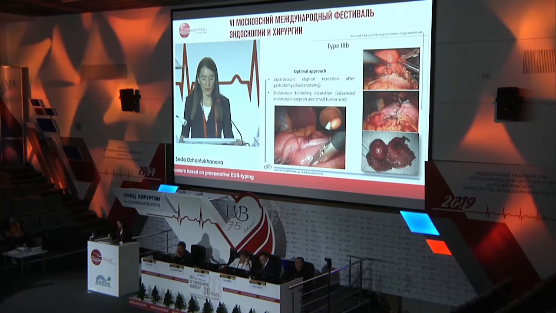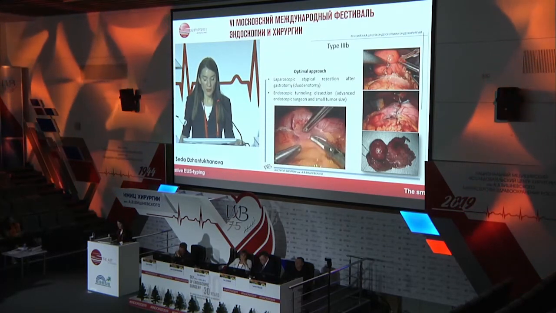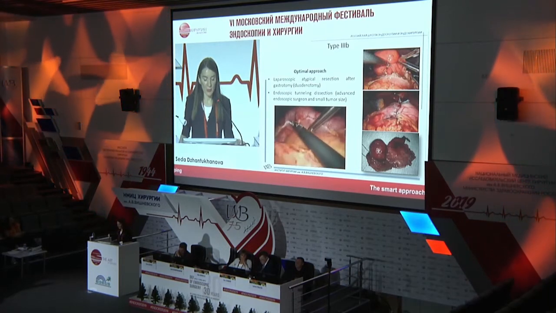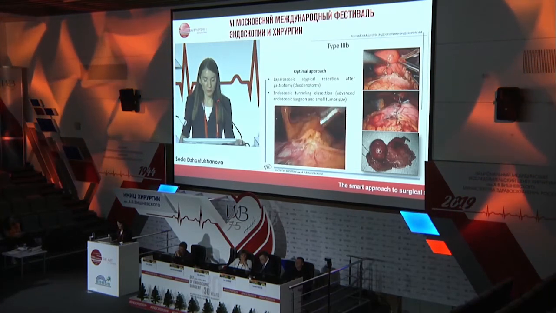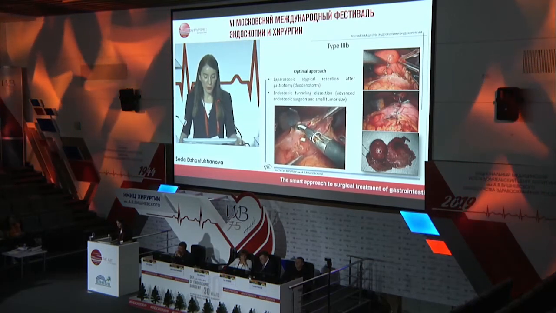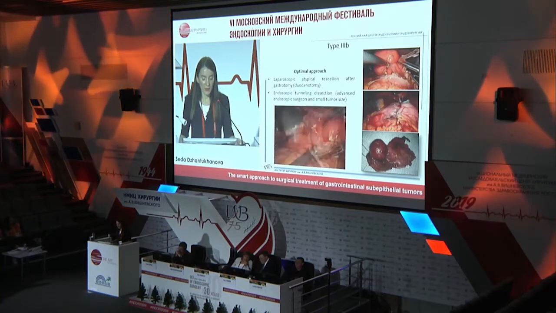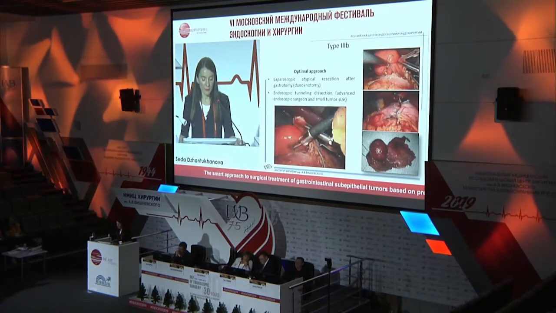So how do we do this? This is an example of a patient with a tumor located in the duodenal bulb. We start with laparoscopic mobilization of the stomach, of the antrum, and then we open the anterior wall of the duodenal bulb with ultrasonic scissors. So you can see the tumor very clearly.